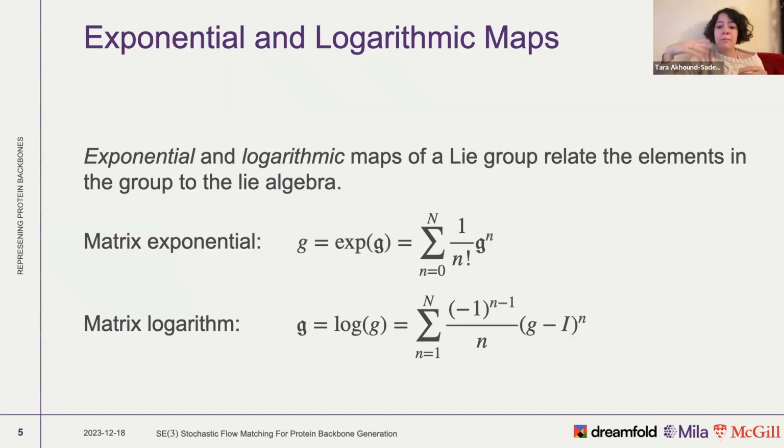The first map, the matrix exponential, takes us from the Lie algebra to the Lie group, and the matrix log takes us from the Lie group to the Lie algebra. We use these maps when we do flow matching for going back and forth between these two spaces. Concretely, what are the two spaces that we're considering? There'll be SE3, and I'll get into that in a second.